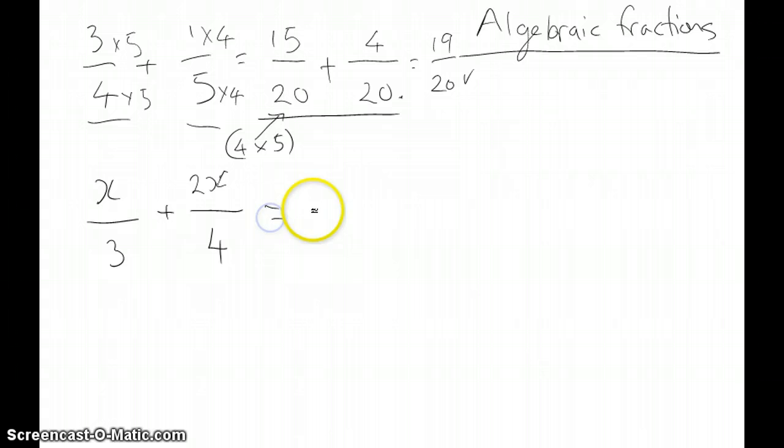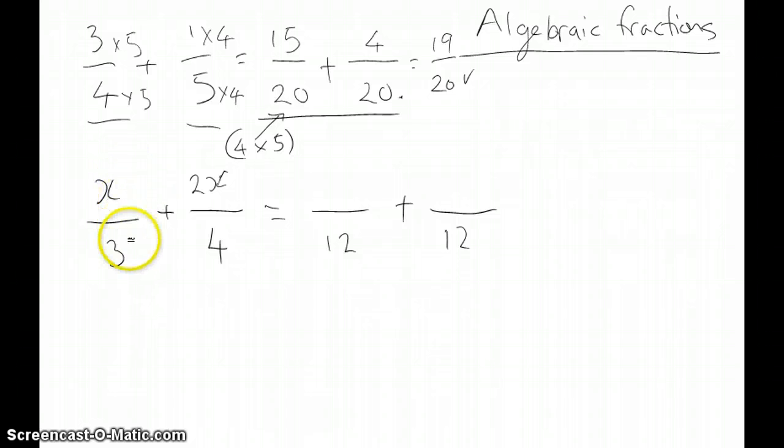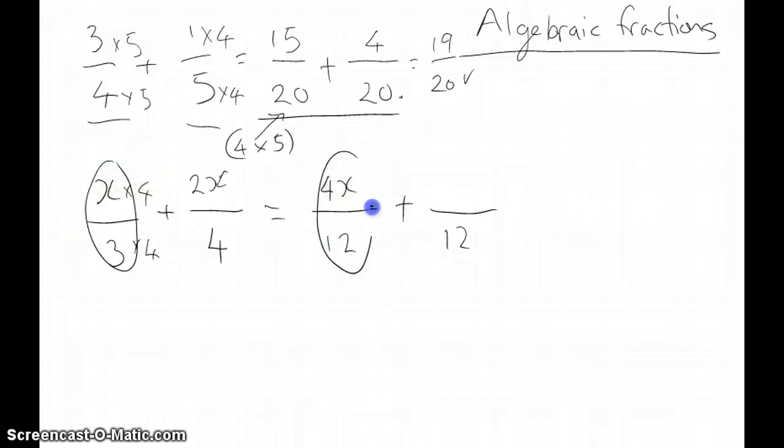Same principles though. You need to have a common denominator. And I'm going to choose 12 because 3 times 4 is 12. With this fraction though, I multiplied the 3 by the 4. I therefore must multiply the x by 4, because you have to do the same thing to the bottom to the top to get an equivalent fraction. So over here now, the equivalent fraction of x over 3 is 4x over 12.